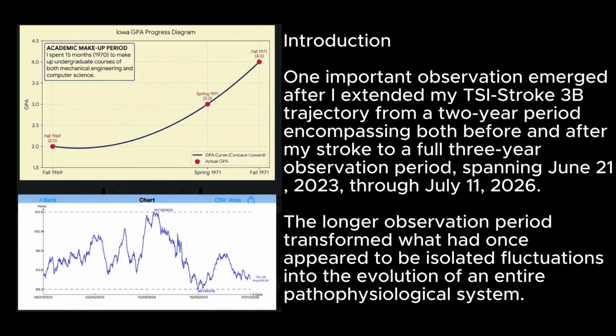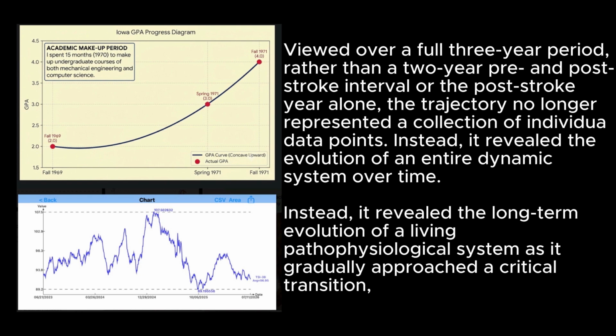Introduction. One important observation emerged after I extended my TSI-Stroke3B trajectory from a 2-year period encompassing both before and after my stroke to a full 3-year observation period, spanning June 21, 2023 through July 11, 2026. The longer observation period transformed what had once appeared to be isolated fluctuations into the evolution of an entire pathophysiological system, viewed over a full 3-year period, rather than a 2-year pre- and post-stroke interval or the post-stroke year alone.